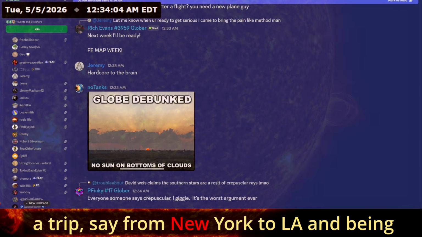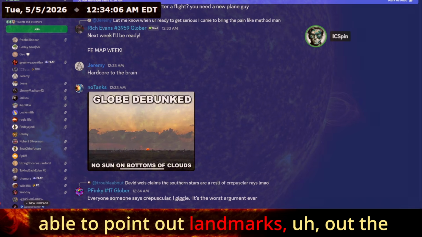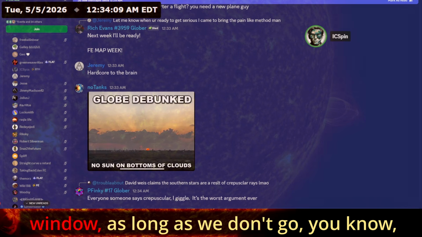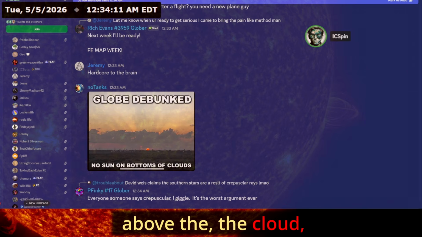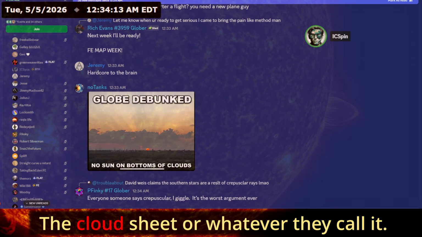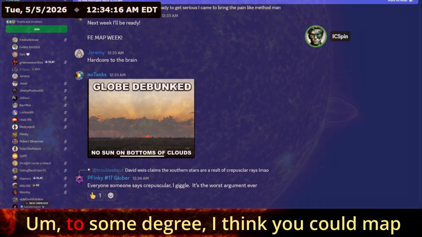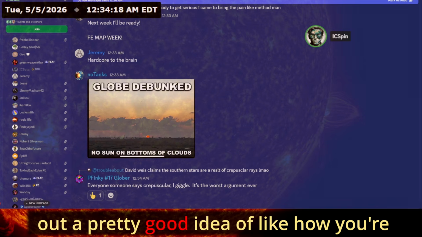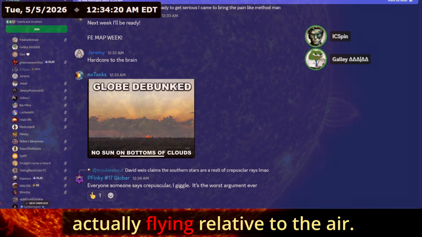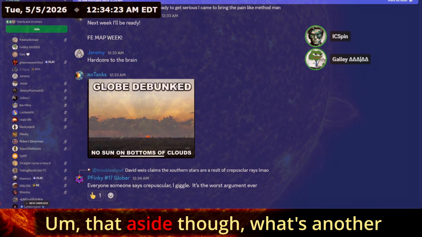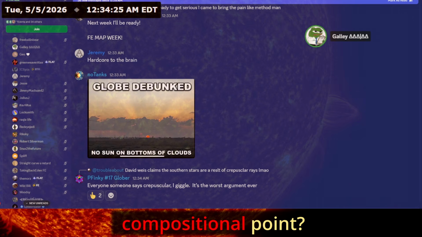taking a trip, say from New York to LA, and being able to point out landmarks out the window as long as we don't go above the cloud sheet, or whatever they call it. To some degree, I think you could map out a pretty good idea of how you're actually flying relative to the Earth. Aside, though, that's another compositional point.